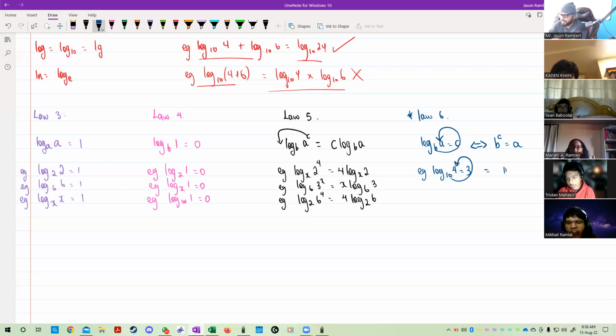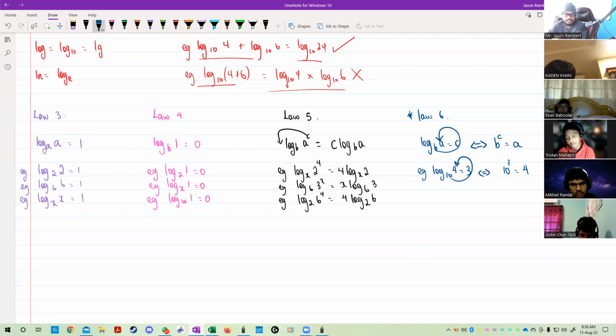10 is going to be my base, to the power of 3 is equal to 4. That's how I am changing it to an index. Okay? Again, it's not mathematically correct. I'm just illustrating the law in action. Okay?